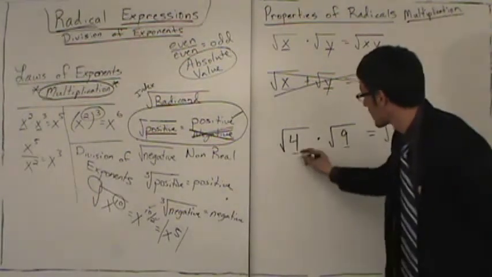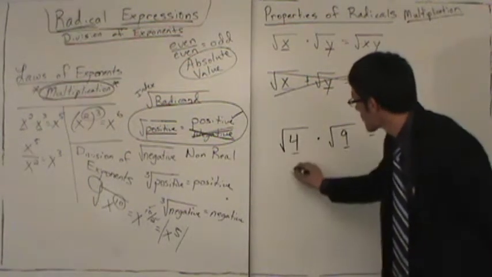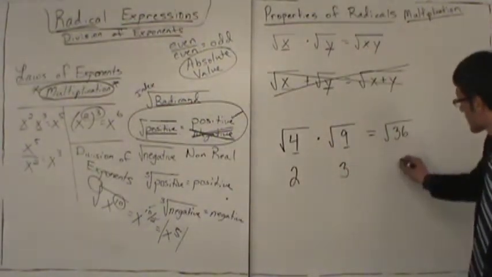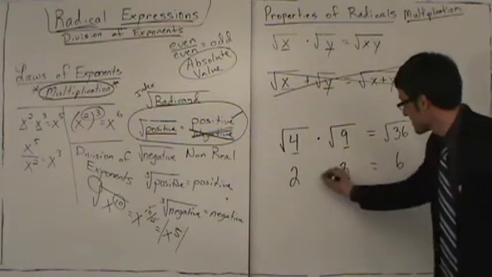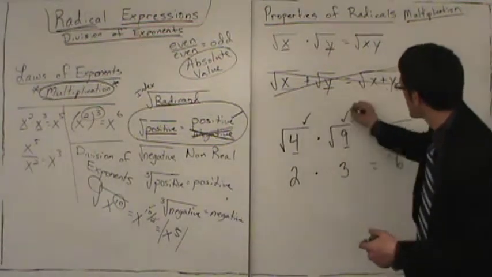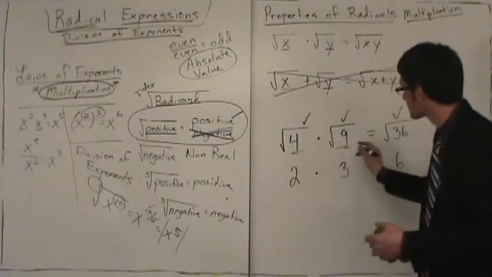Now, what is the square root of 4? Well, if we look at this, the square root of 4 is 2, the square root of 9 is 3, and the square root of 36 is 6. Is 2 times 3 equal to 6? Yes. So you see that we can multiply radicands together.